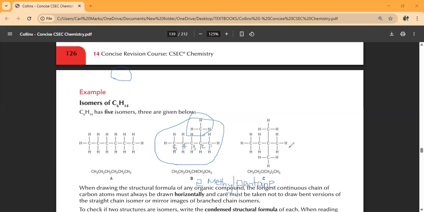Let's try this little guy here now. So we now start numbering from the end closest to which you see the branches, right?